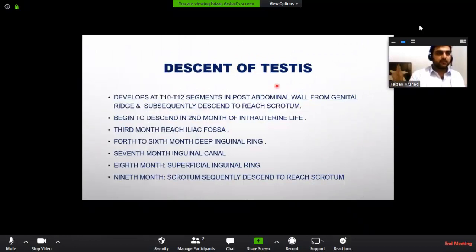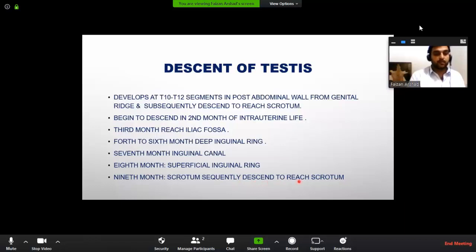The descent of the testes is important because cryptorchidism is related to seminoma, so we should know the descent of the testes. It develops at the T10 to T12 segments in the posterior abdominal wall from the genital ridges, and subsequently descends to reach the scrotum. It begins to descend in the second month of intrauterine life. Third month, it reaches the iliac fossa. 4th to 6th month, deep inguinal ring. At 7th month, it is in the inguinal canal. 8th month, the superficial inguinal ring. And 9th month, scrotum.